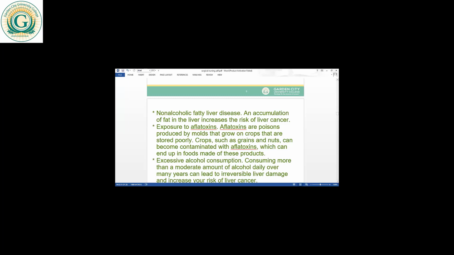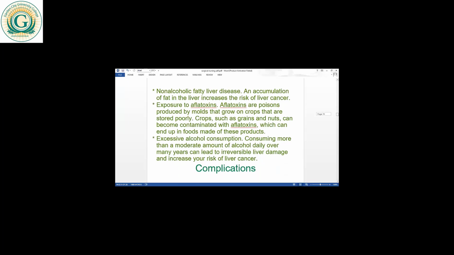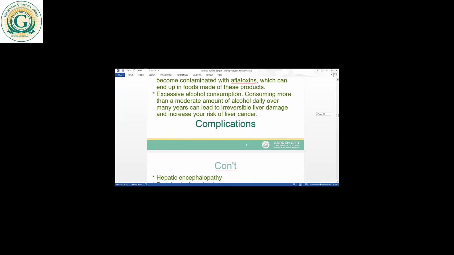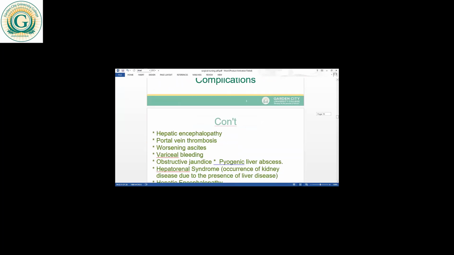And then excessive alcohol consumption. Consuming more than a moderate amount of alcohol daily over many years can lead to irreversible liver damage and increase your risk of liver cancer. So it's advisable that we don't complicate things by consuming more alcohol.